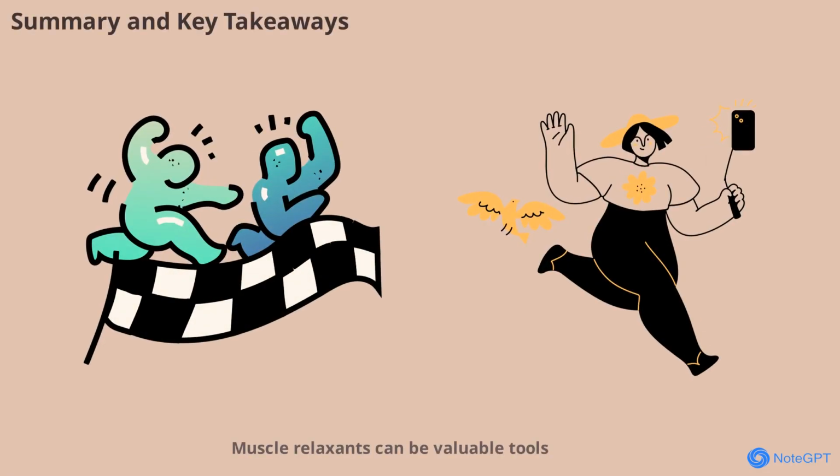Muscle relaxants can be valuable tools for managing acute muscle pain and spasticity, but they come with important risks and limitations. Short-term use, careful selection based on the underlying condition, and close monitoring for side effects are essential. For chronic pain, focus on non-drug therapies and a team-based approach. Always work with your healthcare provider to find the safest and most effective treatment plan for your needs.